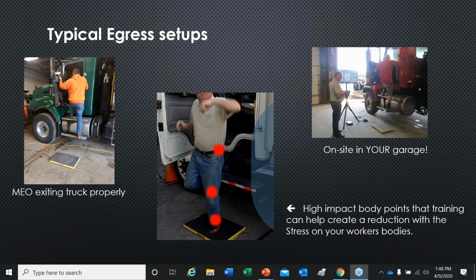In the middle one, the high impact body points are the key ones with the red dots on it. Those are the locations. Every time one of your drivers jumps out of a truck, face first, they are putting those key locations into high impact and are setting themselves up for a body failure that could be an injury. And then on the right, I've got another garage location at another member facility I went to where we operated the same way.